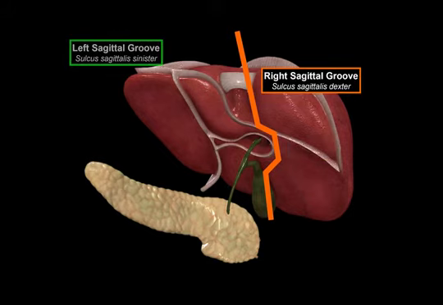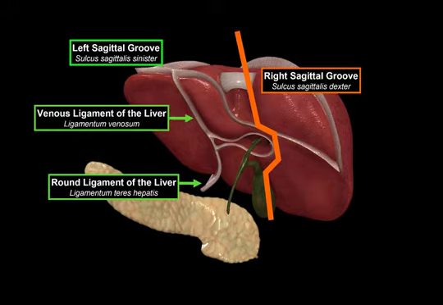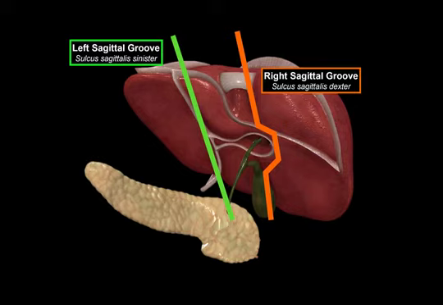And then we have the left sagittal groove. And to understand this groove, we need to know the ligaments. So down here, we have a ligament called the round ligament of the liver, or ligamentum teres hepatis in Latin. And above that, there's a ligament called the venous ligament of the liver, or ligamentum venosum. And these two ligaments form the left sagittal groove, which separates the left lobe from the rest of the lobes.